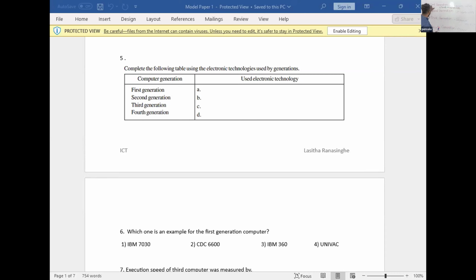So you might get a question like this. So what is the measurement for the speed in first generation computers?